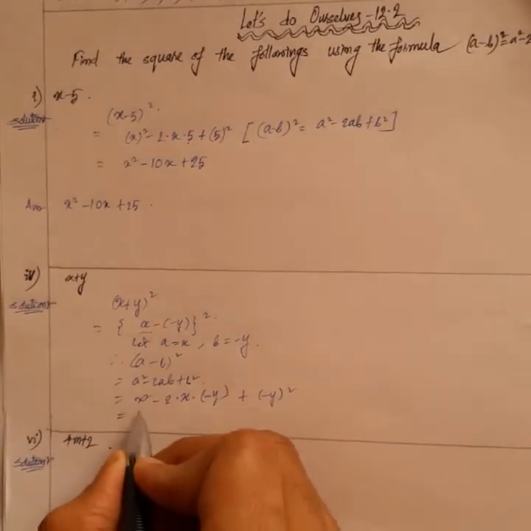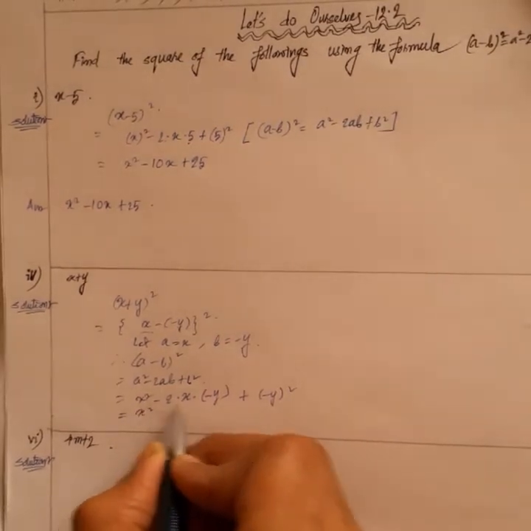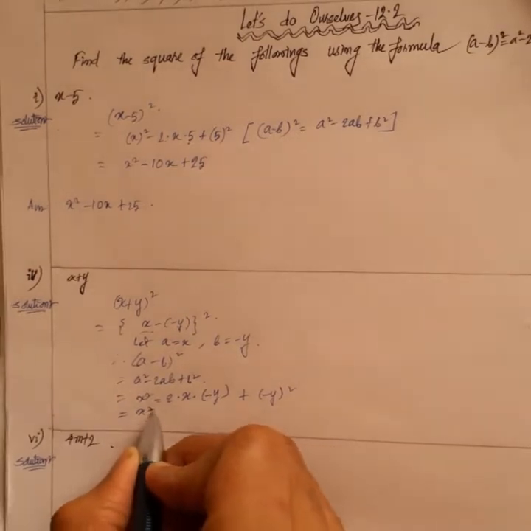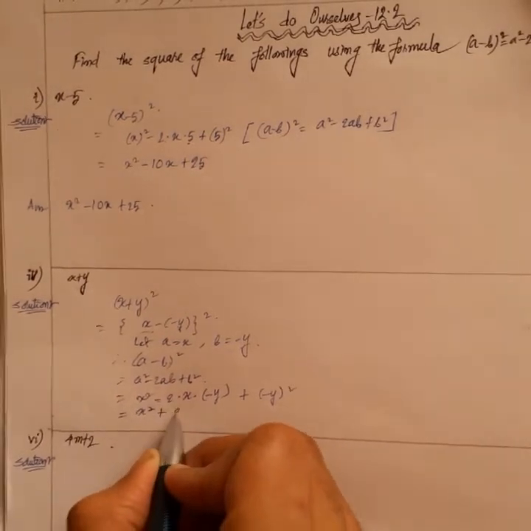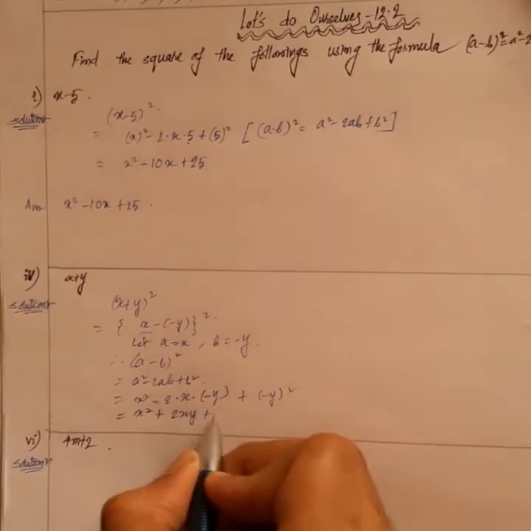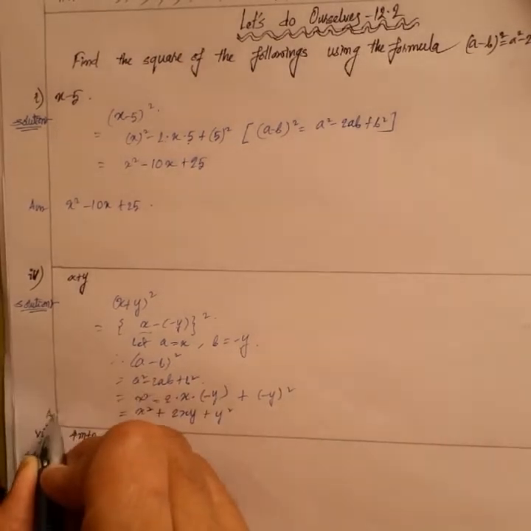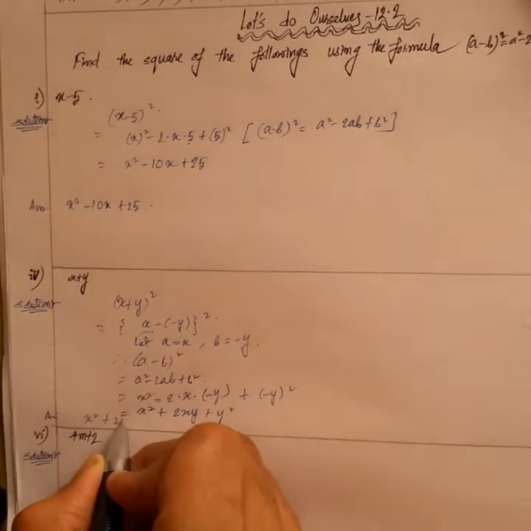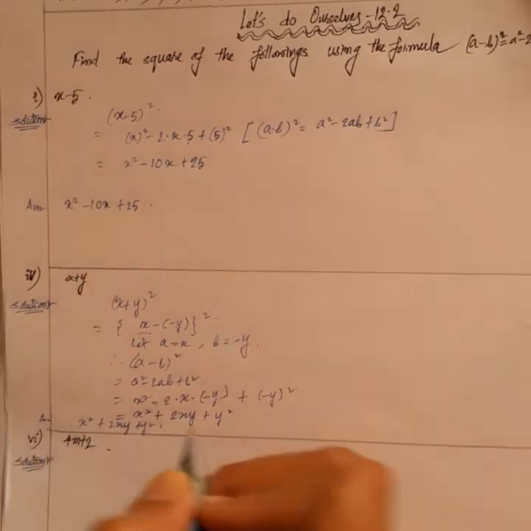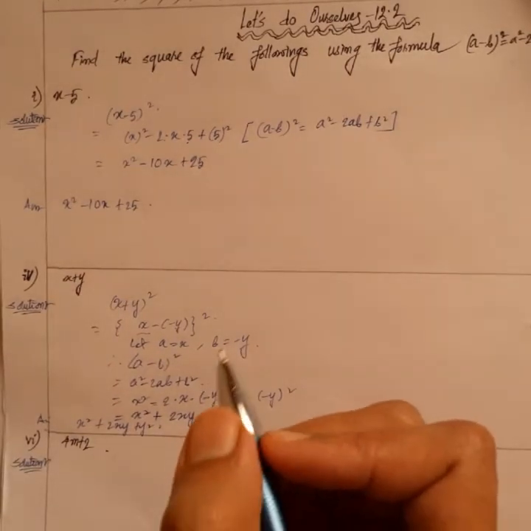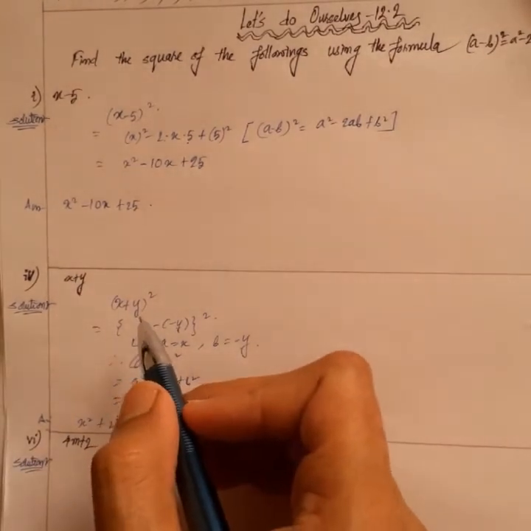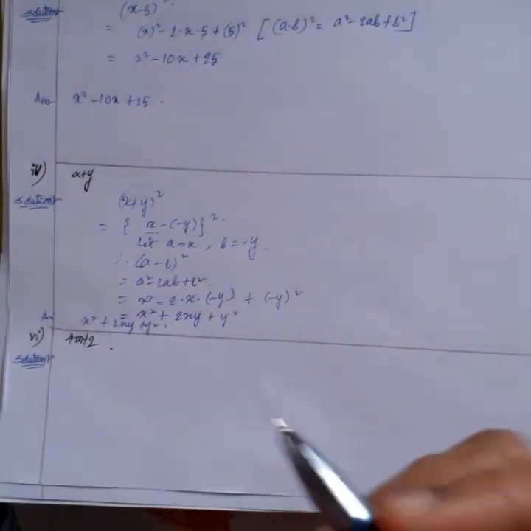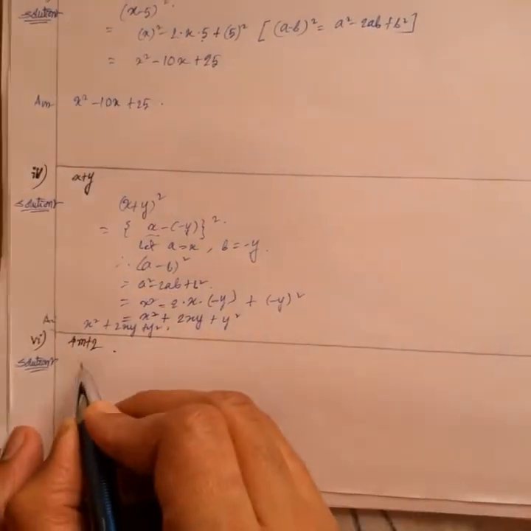Now from here you are getting x square. Now this minus sign will be made positive due to this minus sign, so you are getting plus 2 into x into y, and from here you are getting y square. Therefore the answer is x square plus 2xy plus y square. I think this is the answer that you usually expect if you apply the formula of a plus b whole square, right? Now we are going to solve this sum 4m plus 2 whole square.